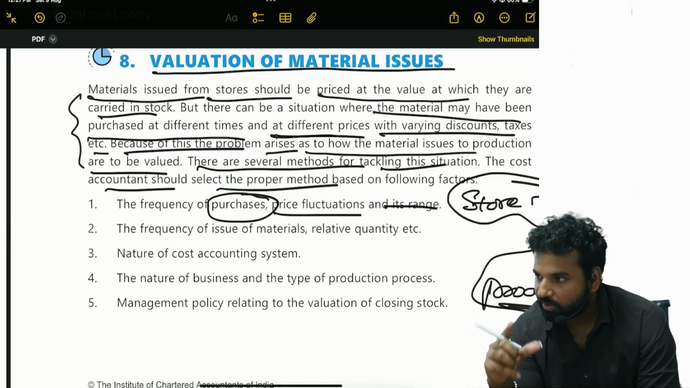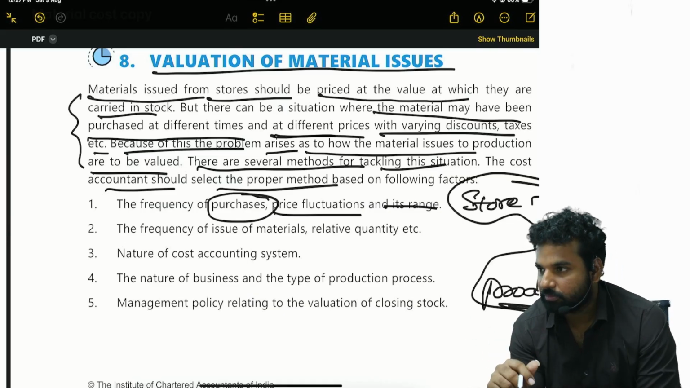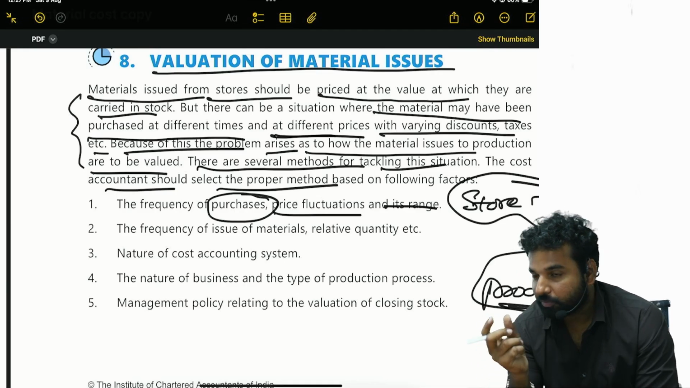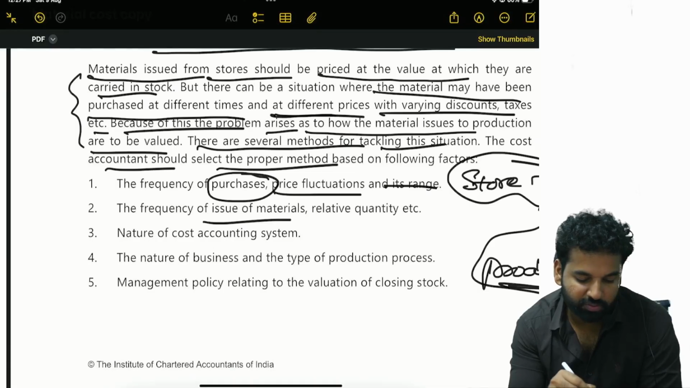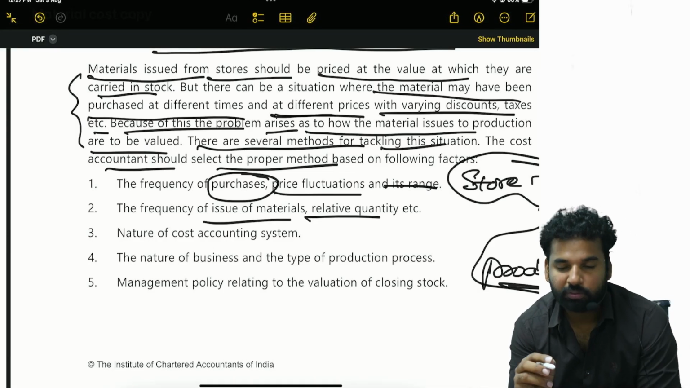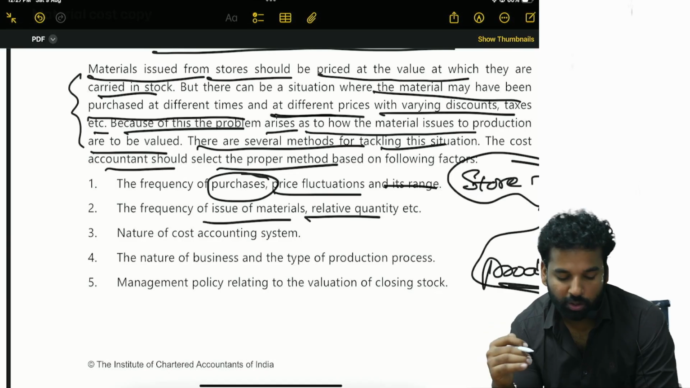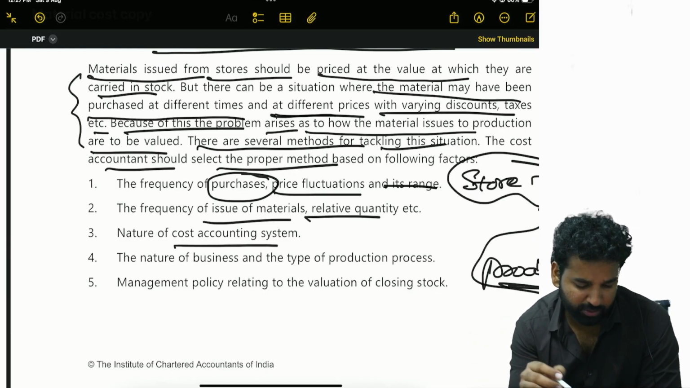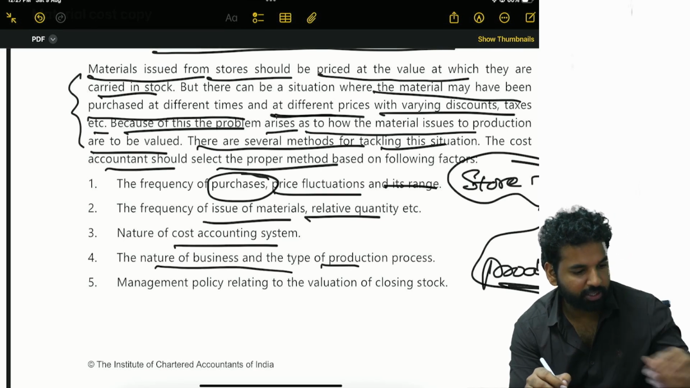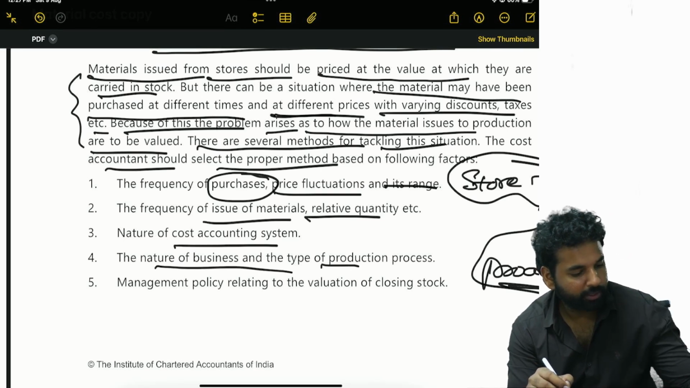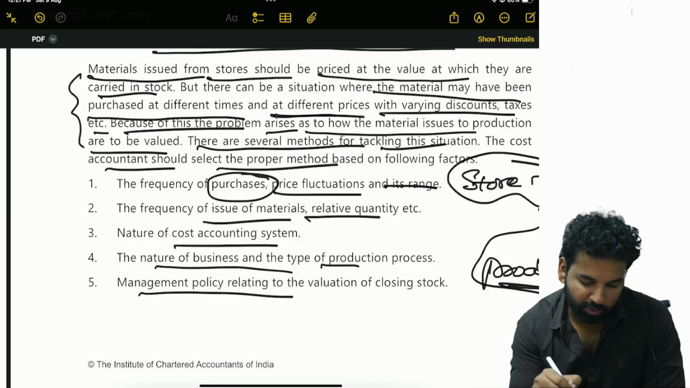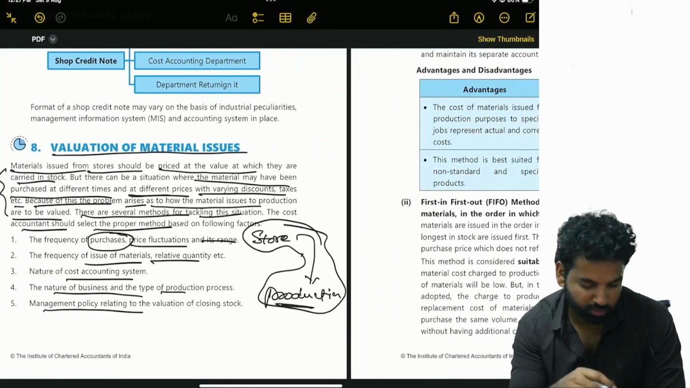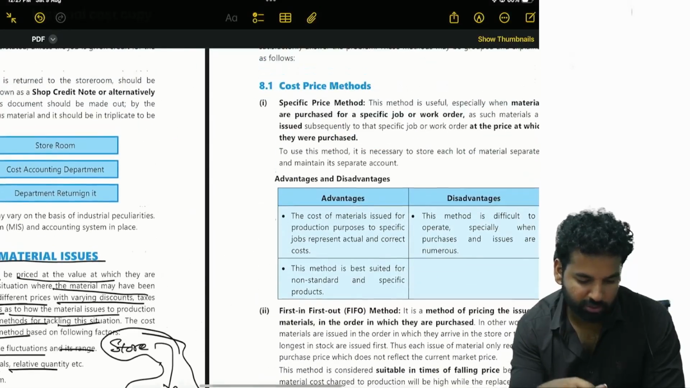There will be too much fluctuation, every day fluctuation, and drastic variation between the prices. Based on that, they also have to consider the frequency of issue of materials and relative quantity: how much quantity they are issuing and how many times. Then the nature of the cost accounting system they are adopting, the nature of the business and type of product they are dealing in, and management policy relating to the valuation of the closing stock. Based on this, the cost accountant has to take a decision.